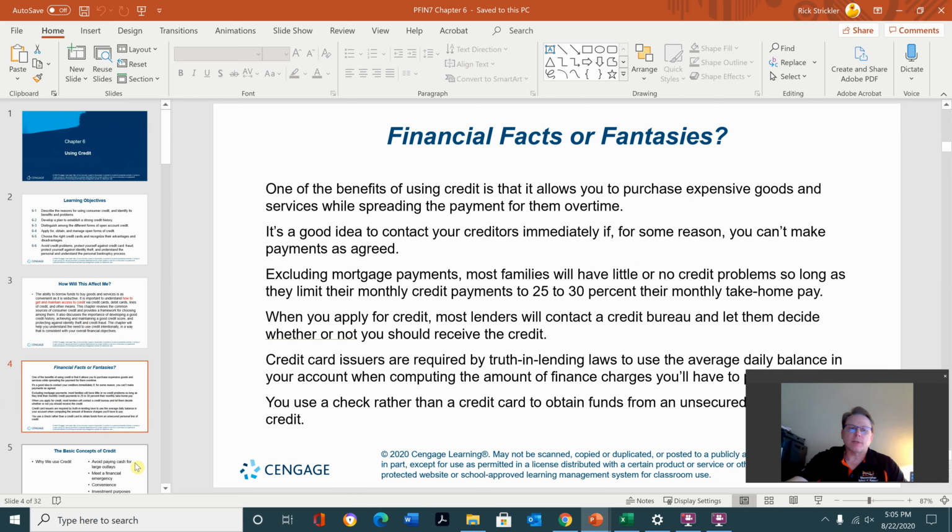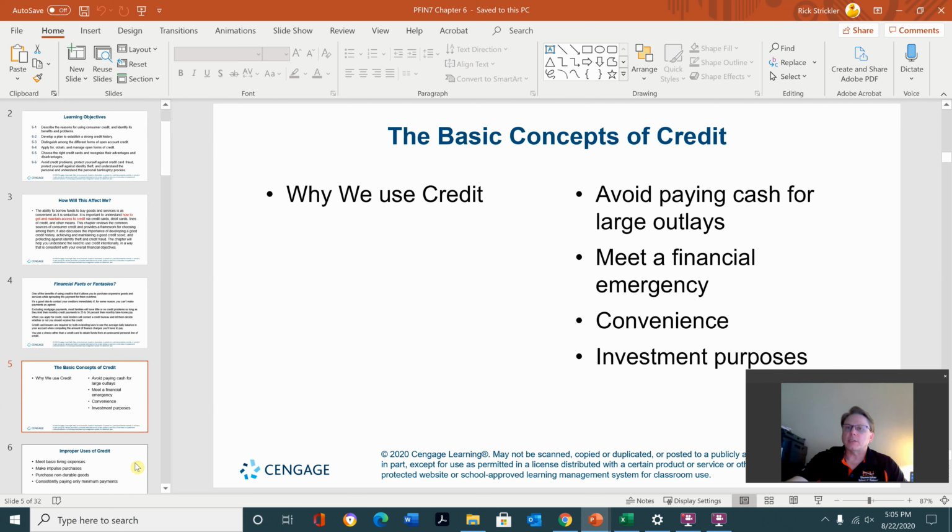So there's some facts and fantasies. So the basic concept of credit, why we use credit: avoid paying cash for large outlays, meet a financial emergency, convenience, investment purposes. Also, there's little chance of anyone being able to afford a house without being able to get a mortgage. You can get a used car, but it's very difficult to purchase a new car with cash. Not that it's impossible, but it's just difficult.